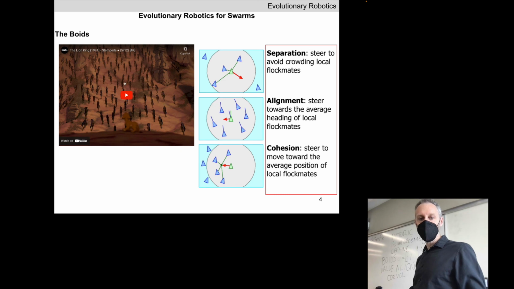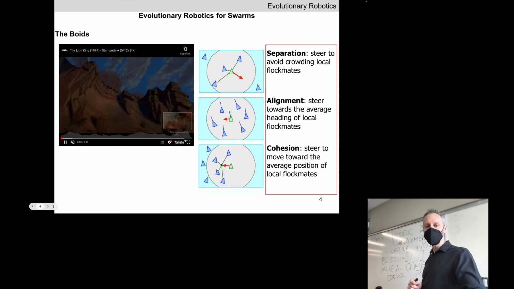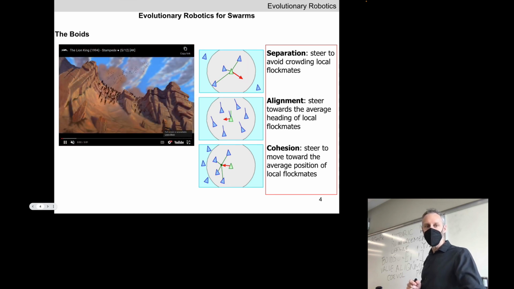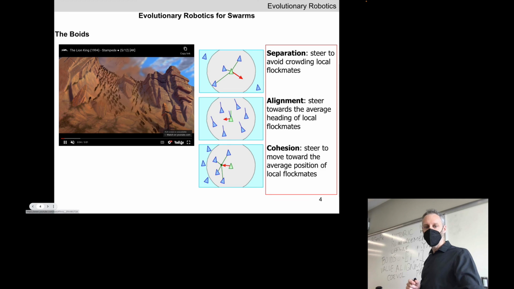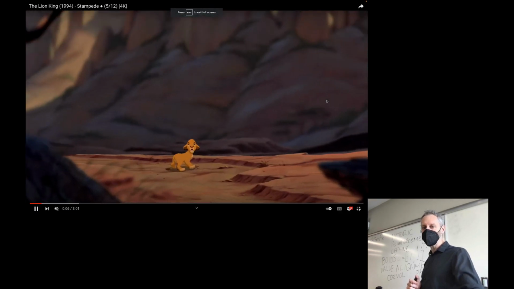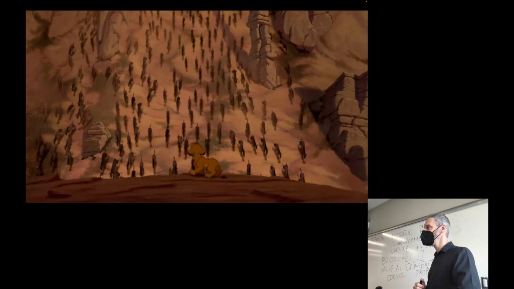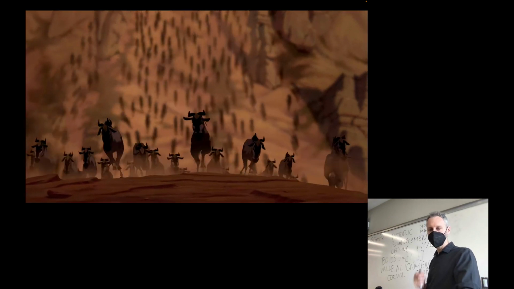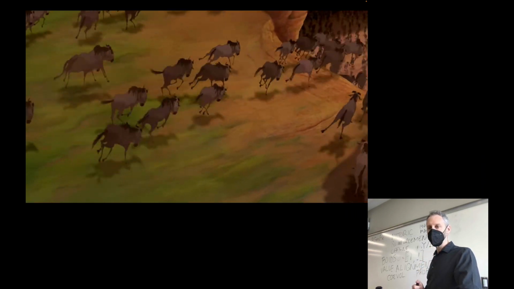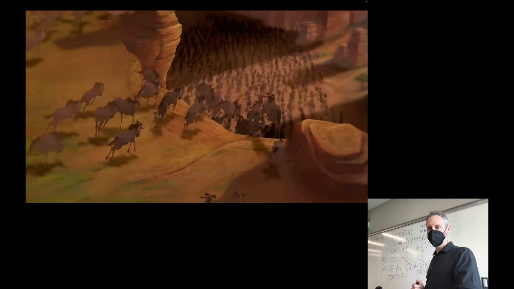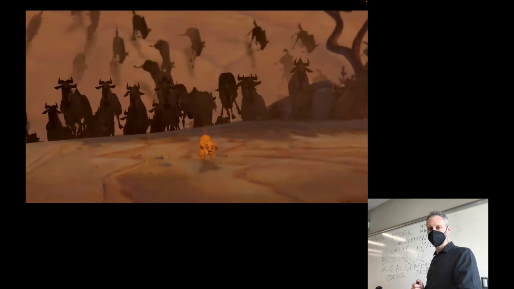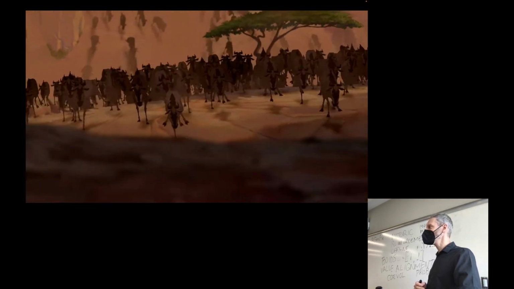Okay, we've got 2 minutes left. The Boids was invented back in the early 90s by a computer graphics researcher. Disney picked up on this in 1994 in The Lion King. This is one of the very first uses of CGI in a Hollywood movie. And you get things like this. Still looks pretty good all these years later, huh?